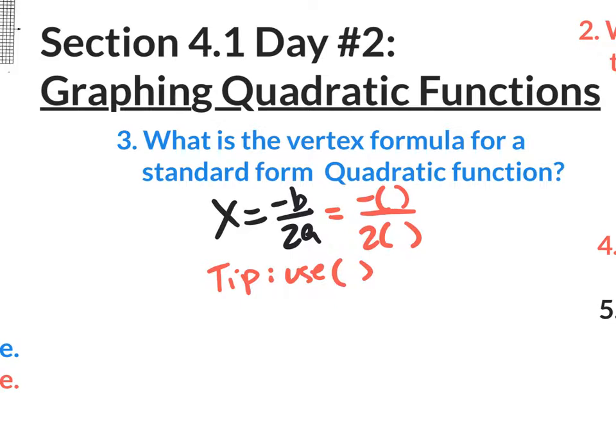That way you can identify your B value and just put it right in the parenthesis, identify your A value, put it right in the parenthesis. And again, this will only give you the X, you still need the Y. How do you find the Y if you already have the X? You just plug it in and do the math and you'll find it. All right, let's jump to the next question.